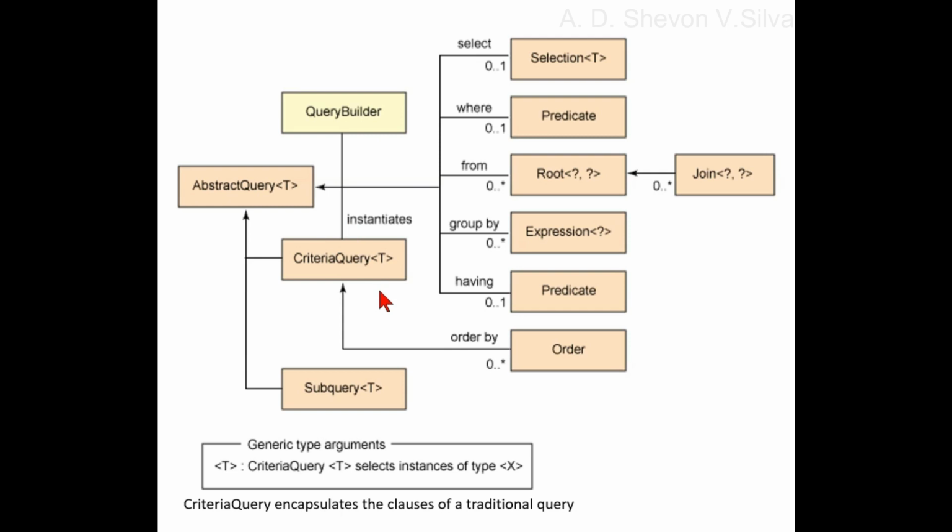The interface CriteriaQuery. The CriteriaQuery interface defines functionality that is specific to top-level queries. Interface Subquery<T>. The Subquery interface defines the functionality that is specific to subqueries. A subquery is an expression as its selection item.